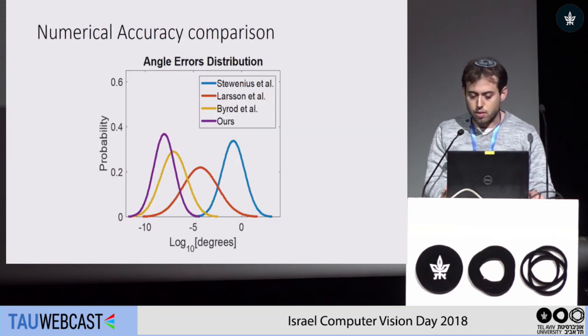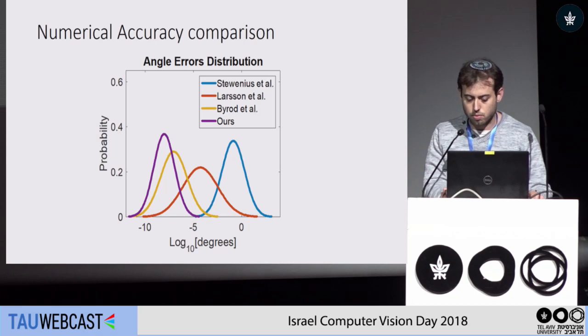Here you can see the distributions of angle error in a logarithmic scale. And as you can see, our method, marked in purple, gets the best result relative to previous methods.